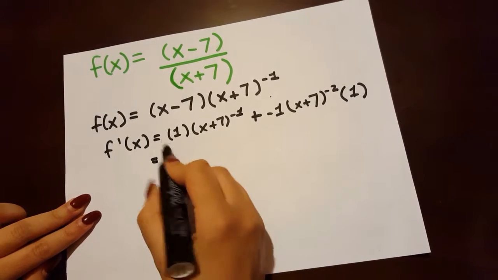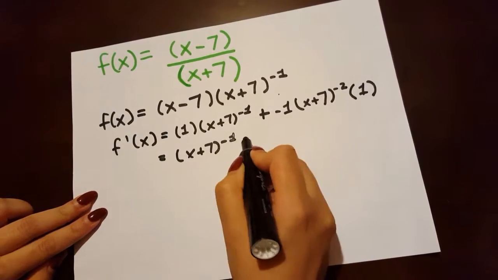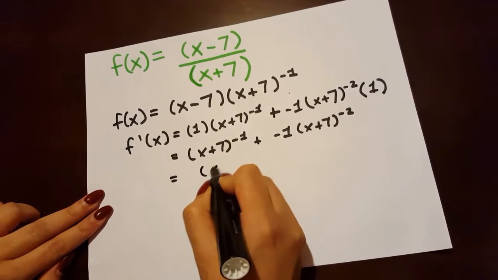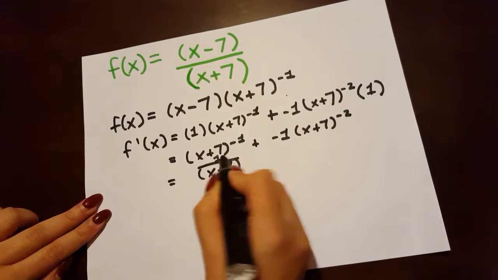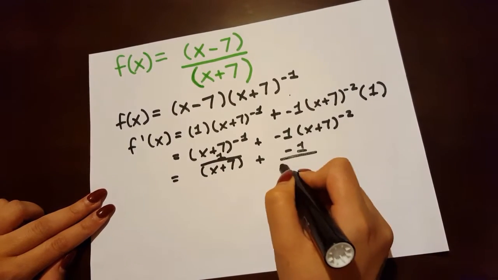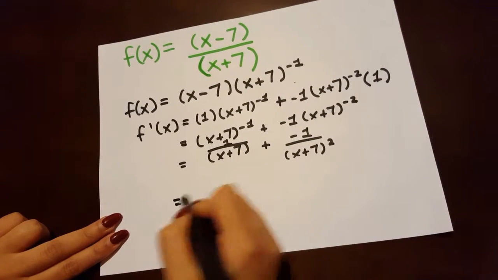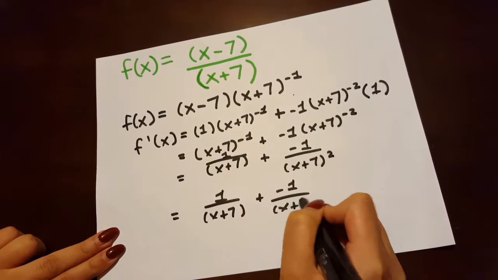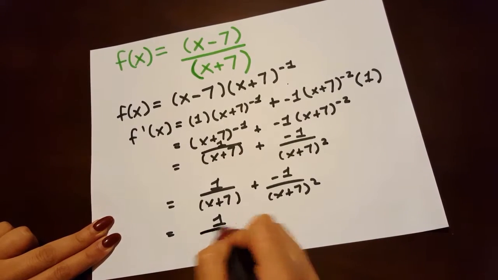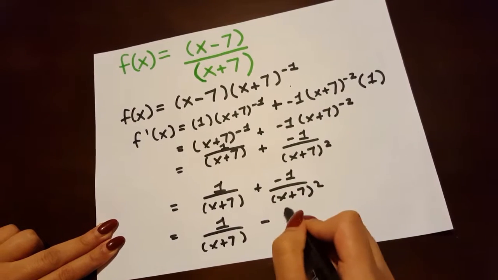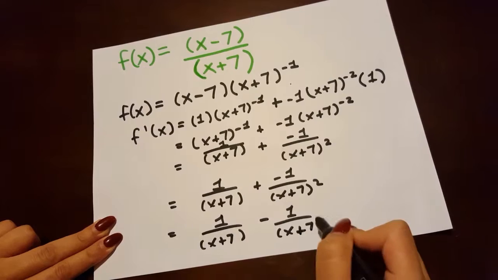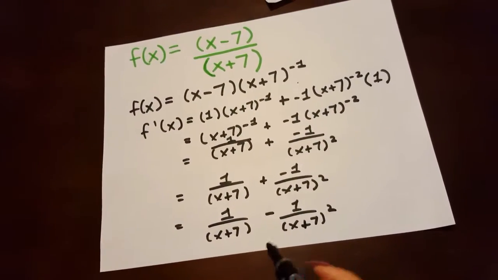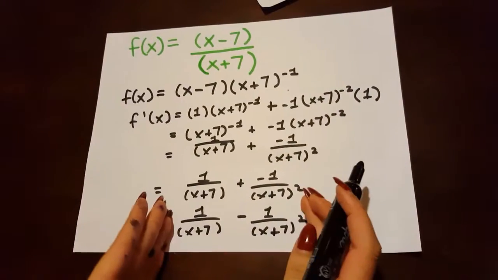And then we would just simplify. Again, you can simplify this by finding a common denominator, in this case, x plus 7. But all in all, this is the unsimplified answer of this question.